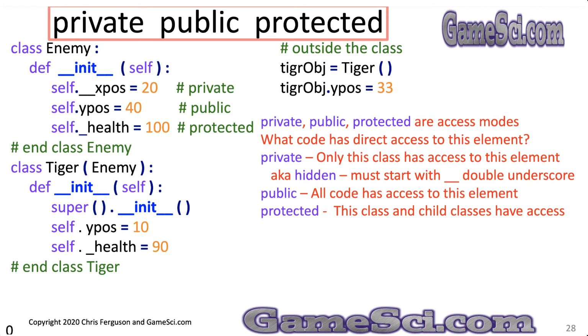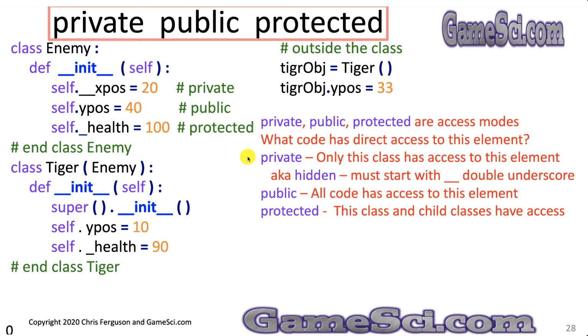Everybody in those languages tends to refer to these things as private, public, and protected. Python's creators started calling these hidden and non-hidden variables. So again, some of the documentation says hidden, non-hidden. Some of the documentation says private or public. I'll try and use both terms as we go through this slide. Private, public, and protected are access modes. What code has direct access to this element?